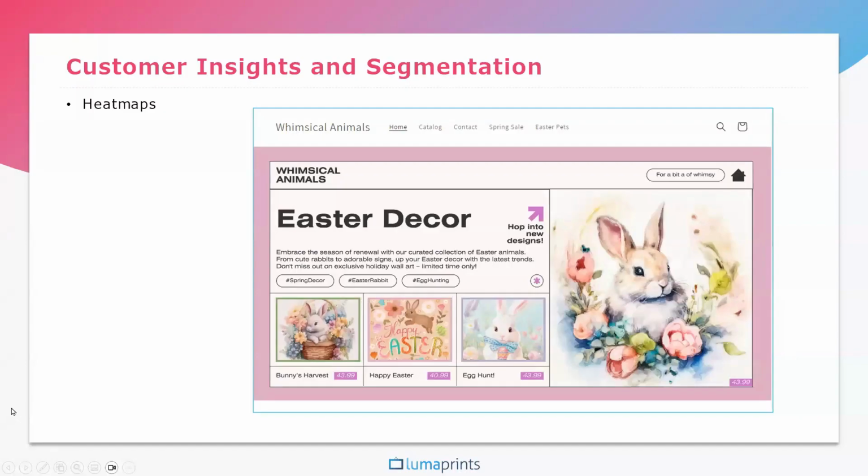So one of the first things I want to talk about is how you can understand your customer better. One of the ways you can understand your customer and their behavior specifically is figuring out where they're clicking on your website. And one of the ways you can do that is using heat maps. What heat maps do is help you visualize where people are clicking more often than other places.